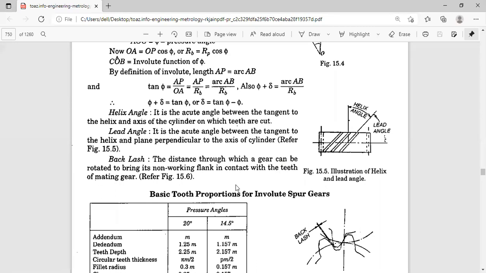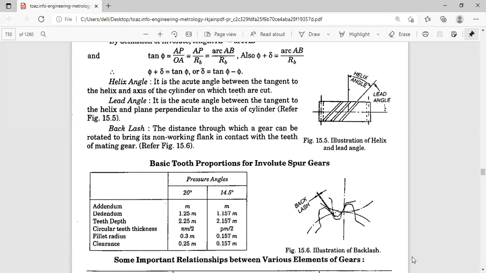There are alternate definitions when we come to the measurement of spur gears or gear measurement. One by one, we just try to expand the definition or go for the alternate definition. Backlash cannot be defined only for a single gear. You have to define it for a pair of gears. So that is also very important.